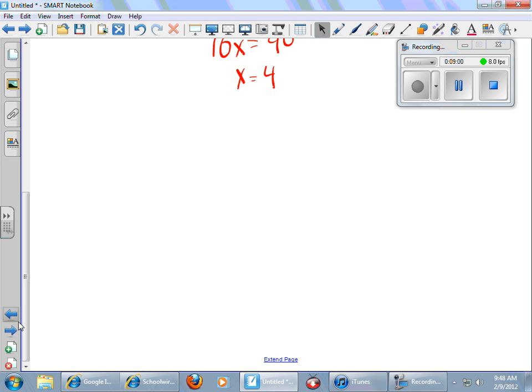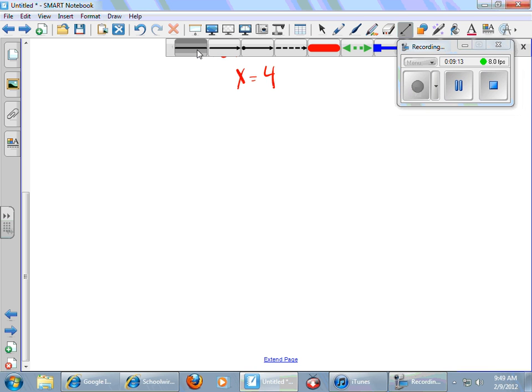All right, 2 more things to go over here. Okay, the first thing will be parallel lines. And so let me get some parallel lines going here.